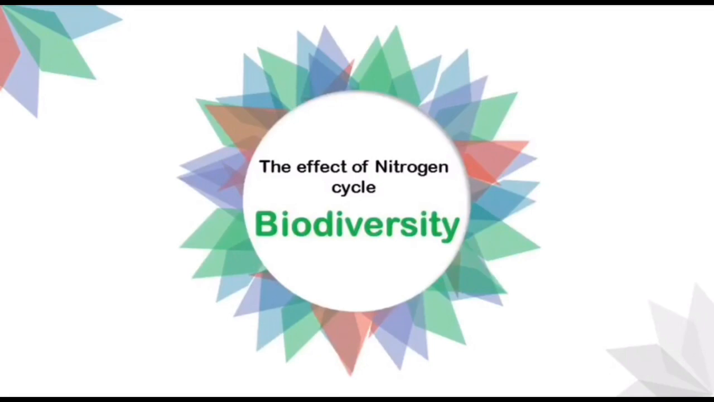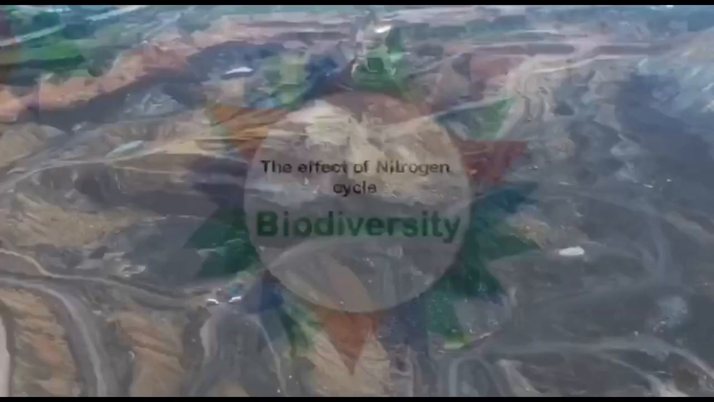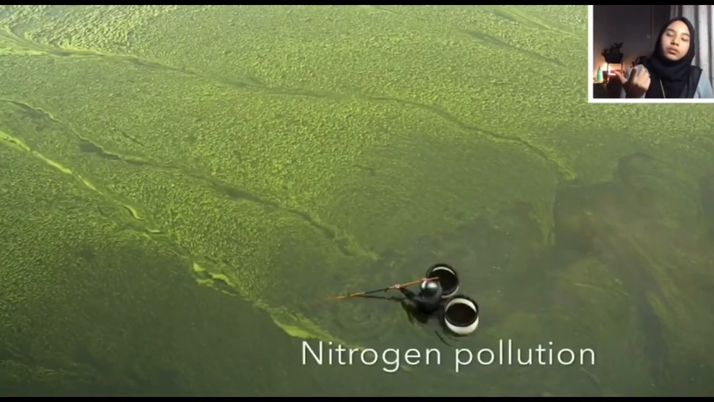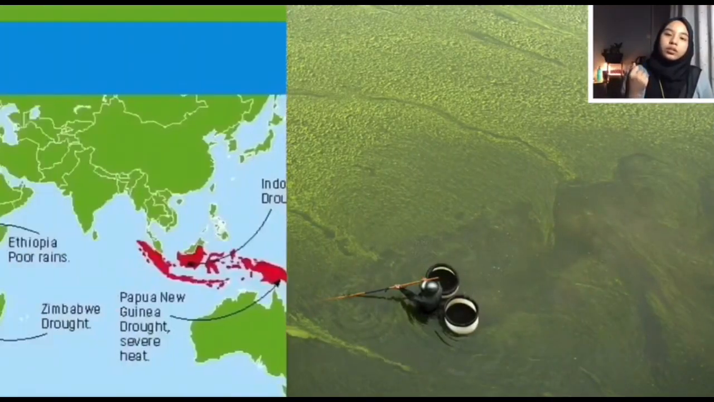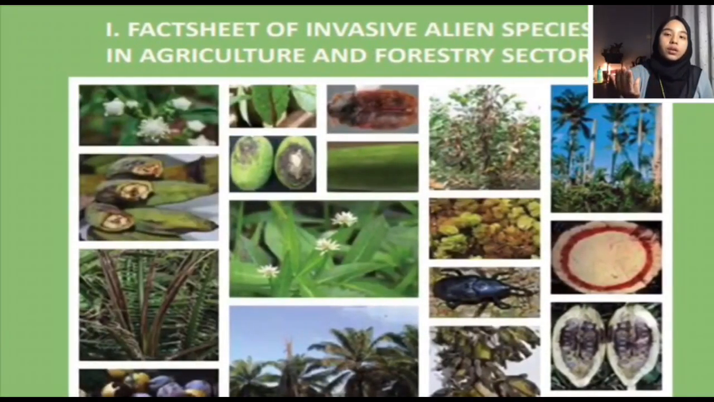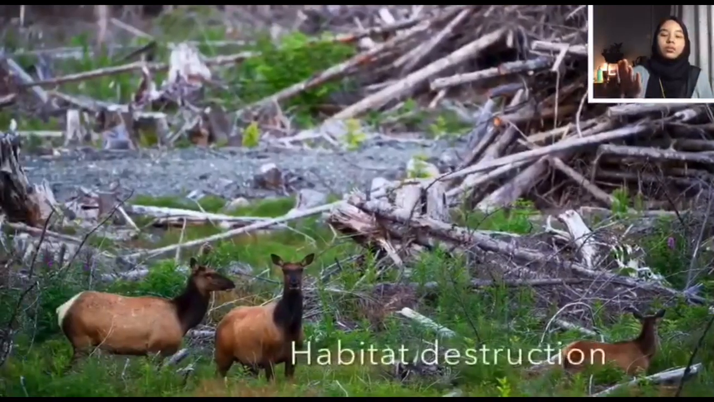Nitrogen cycle towards biodiversity: overexploitation, nitrogen pollution, climate change such as El Nino, invasion of alien species, and habitat destruction.